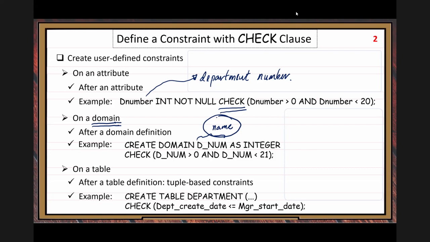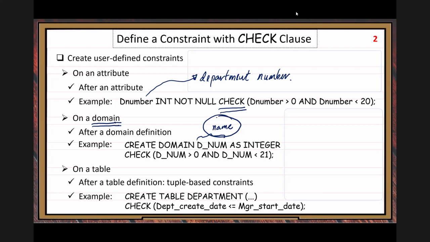Create table department, that's the table definition. So the first part is the table definition. Then at the end of the definition, now you want to apply some specific condition on all the tuples in this table. So you use this check clause, then what condition you want to apply on each tuple. Department underscore create underscore date, create date less than or equal to manager underscore start underscore date.